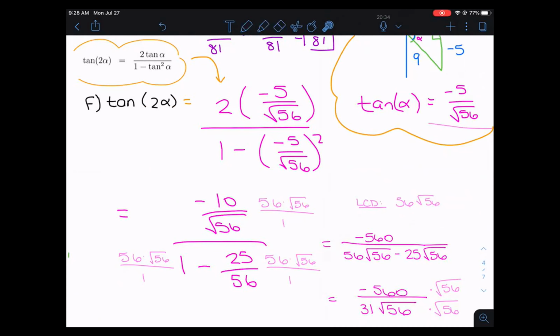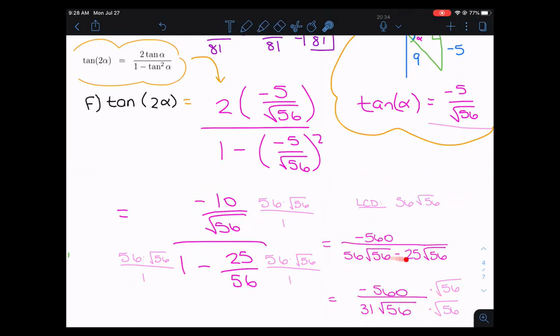So in this numerator, if you simplify, the square roots cancel out, so you're left with negative 10 times 56, that's negative 560. Here in this one, nothing cancels out, so you're just left with 56 times the square root of 56, because that times 1 is itself. And then here, the 56 is canceled out, so you're left with minus 25 square root of 56.